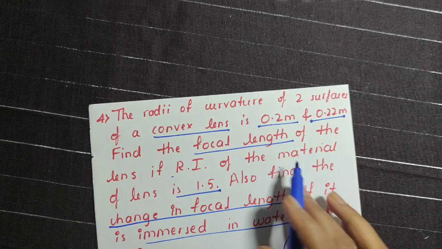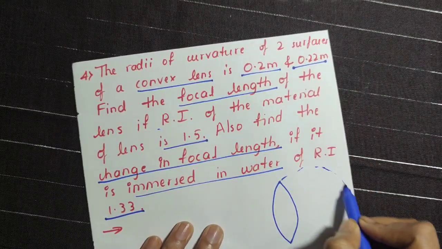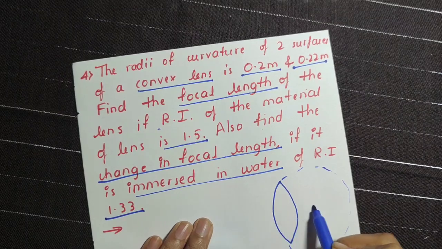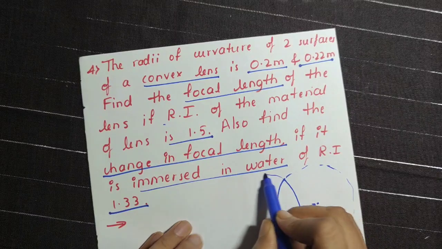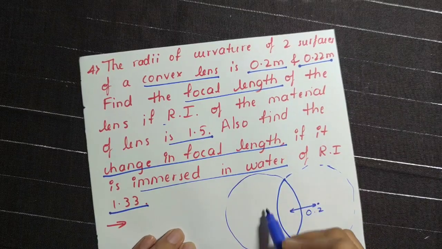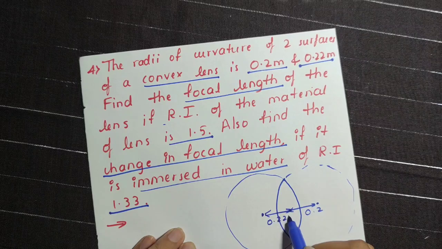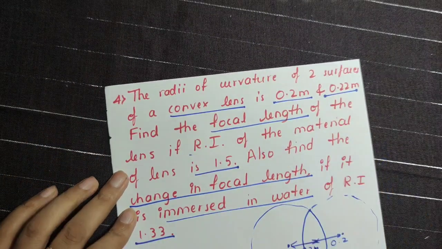See, the radii of curvature are given. On one side this radius will be 0.2, and the other surface has a radius of 0.22 meter. So they have asked us to find the focal length.